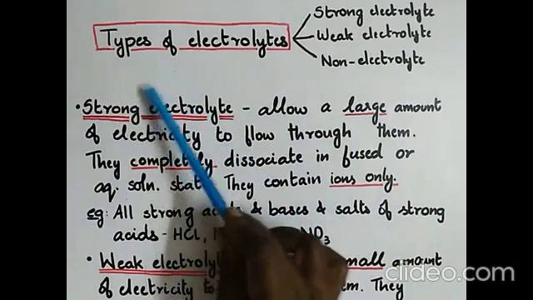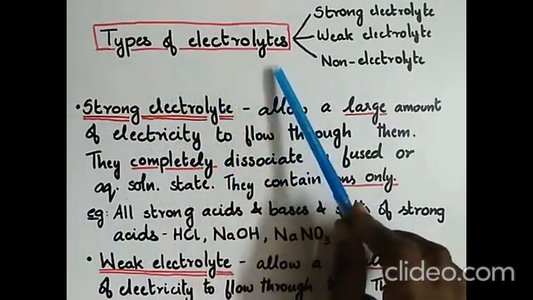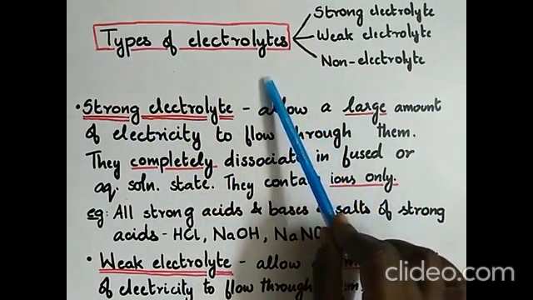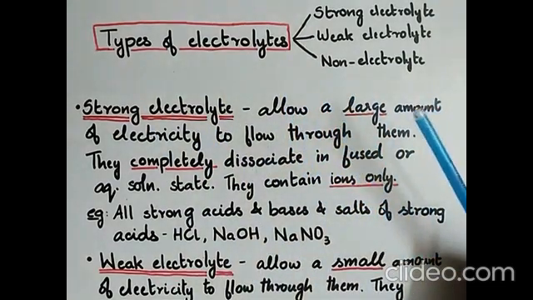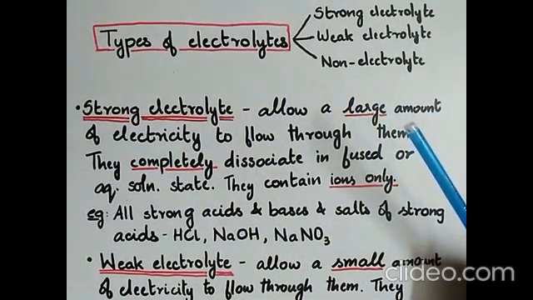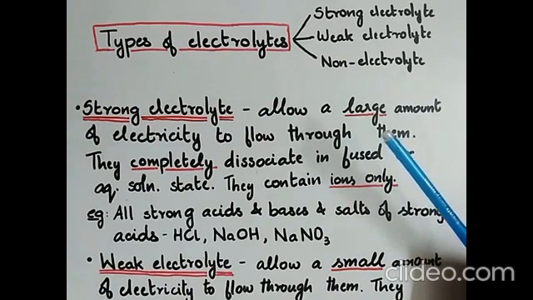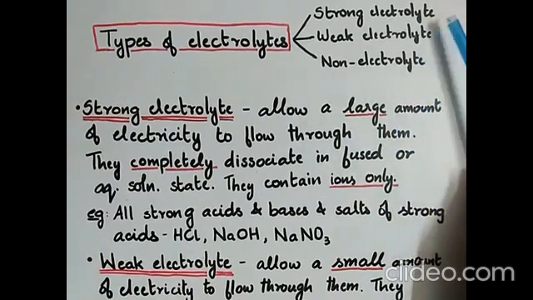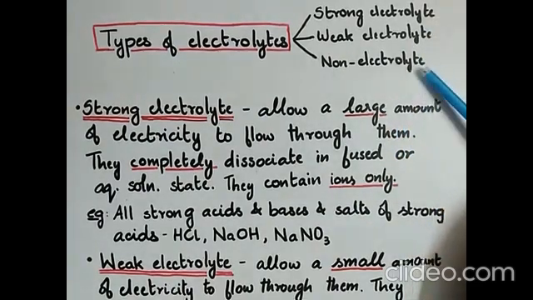The next is types of electrolytes. First of all, what is an electrolyte? It's a chemical compound which conducts electricity in fused or in aqueous solution state and undergoes chemical decomposition due to the flow of electric current through it. So there are three types of electrolytes: strong electrolyte, weak electrolyte and non-electrolyte.